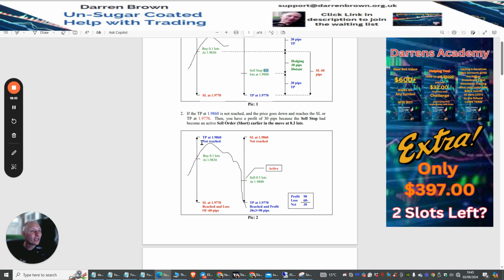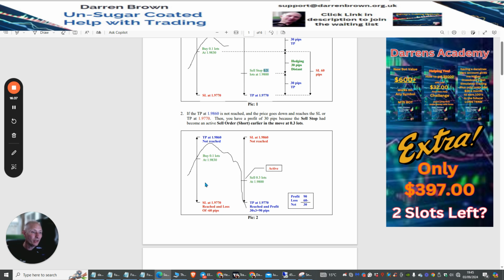Okay, so if the take profit at 19860 is not reached and the price goes down to the stop loss or the take profit at 19770, then you have a profit of 30 pips because the sell stop had become an active sell order, which is this one here. Okay, which is short early in the move of the 0.3 lots. So this is something you can do all the time.